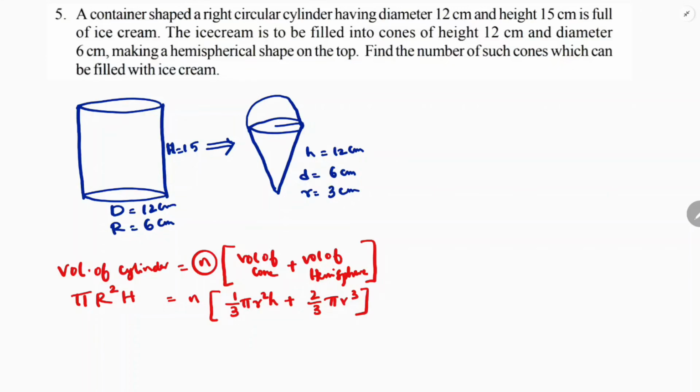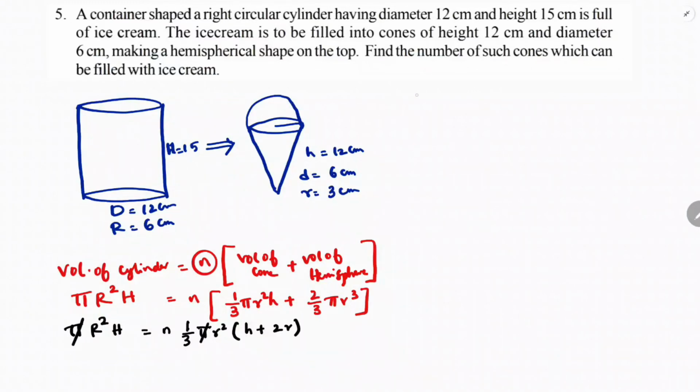Now what I'll do here, see, while solving in the first step only, I'll take pi r square h equals n into, in this I'll take common. So if I take common, n into 1 by 3 pi r square, I'll be left with h plus 2r. Pi and pi will get cancelled. Now I'll substitute the values.